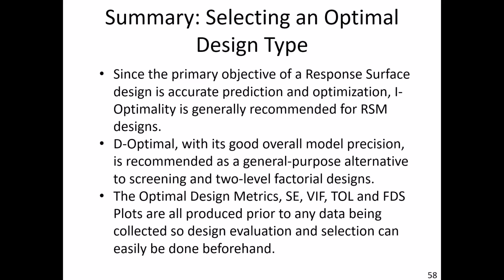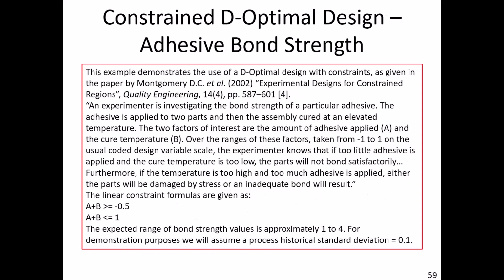So it's very easy, very fast to try the different designs and see what you get. Look, if you don't know which one to use, if you're doing RSM, you can use I-optimal. If you're not sure, you can use a D-optimal, mainly because people are more familiar with D-optimal. So it's kind of six of one, half a dozen of the other. So let's go now to an example with the adhesive bond strength.